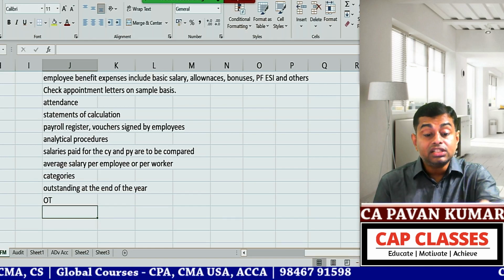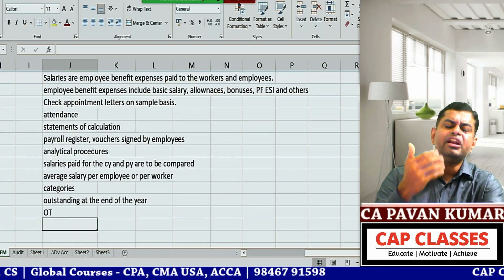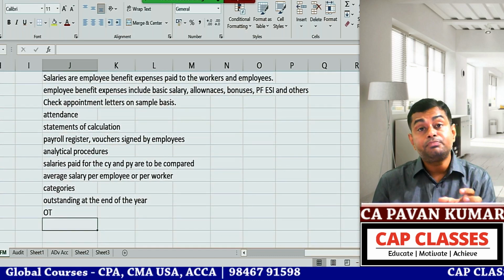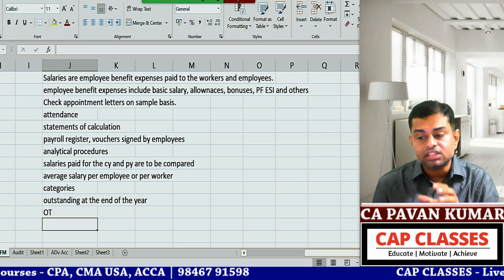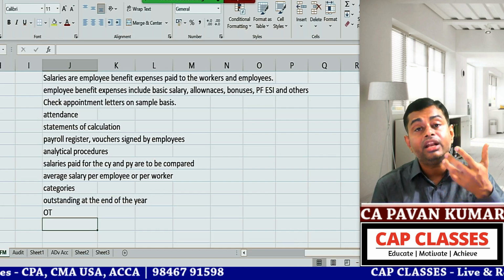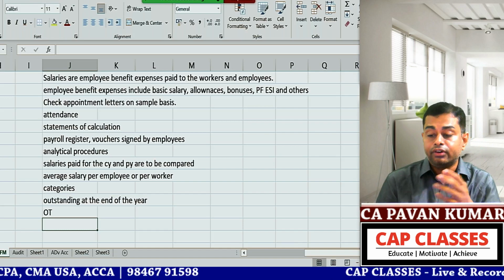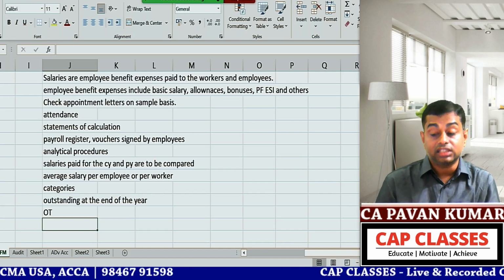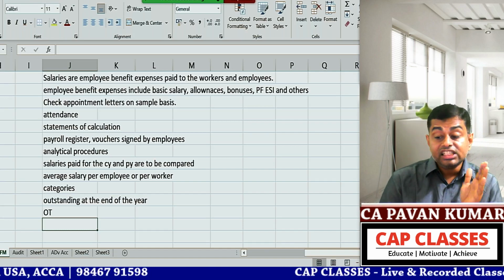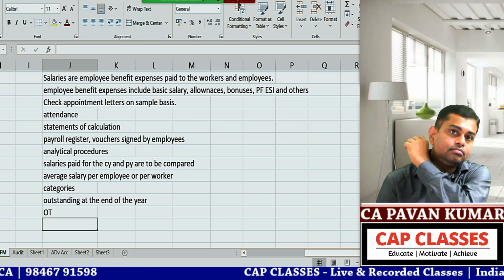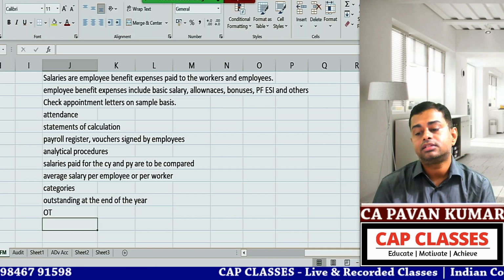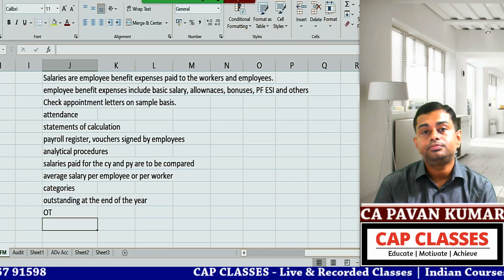How many points are there? Still so many points can be written. For example, salaries paid to project engineers in case of a construction company, or in case of any company towards commissioning of plants or construction of buildings, are to be capitalized. Wages paid to workers for construction of assets are to be capitalized. That point you can write.